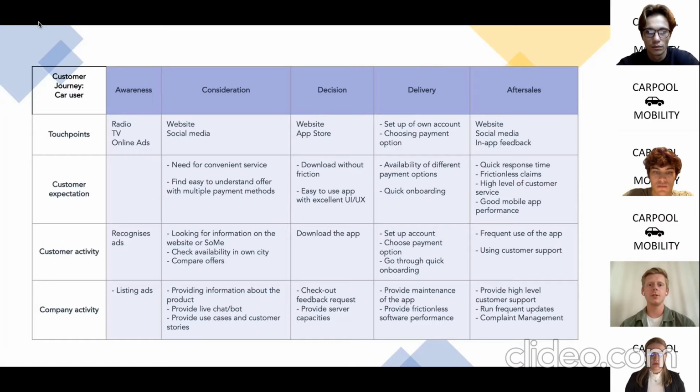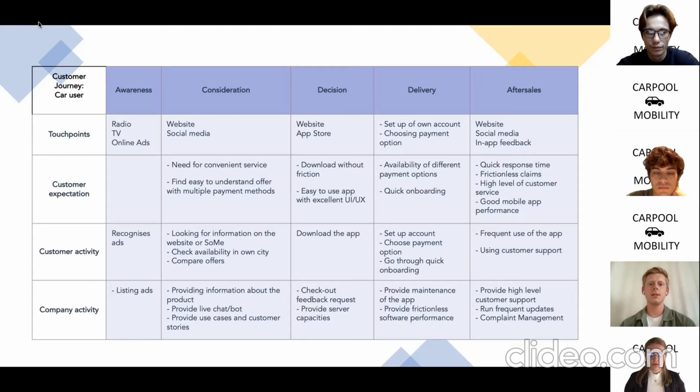During the awareness phase, touch points such as radio and TV advertising or online ads arise. Since the prospect is first getting to know the product, there is no further expectation. The activity of the customer consists in the perception of this advertisement. The company simply publishes the advertising and uses the various marketing channels.